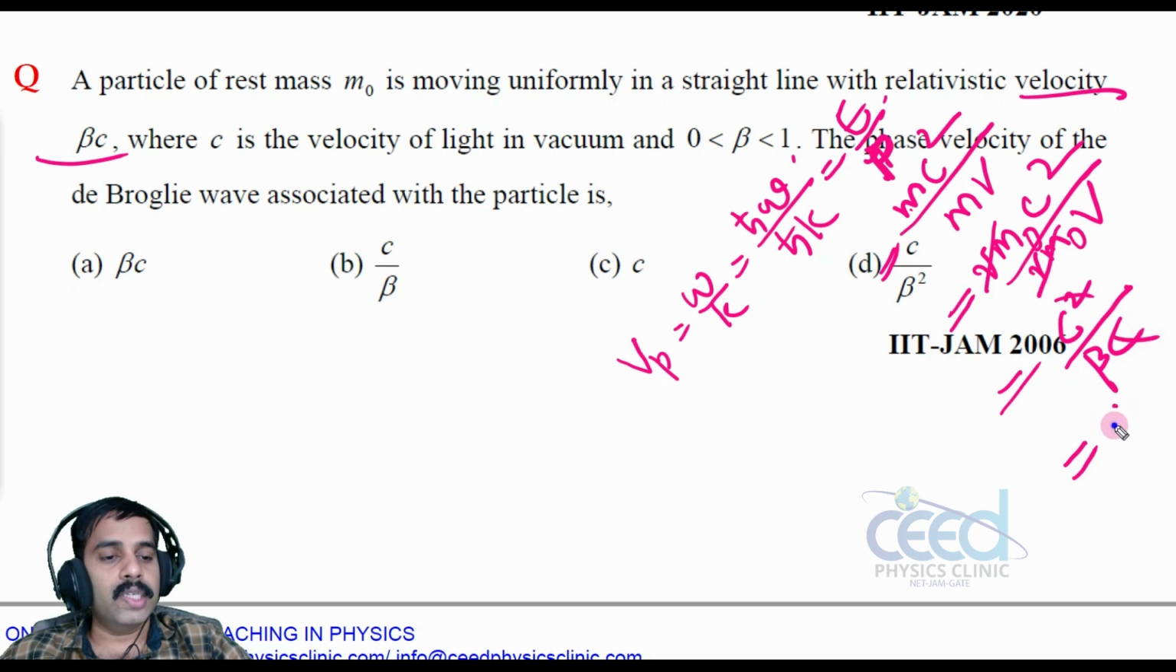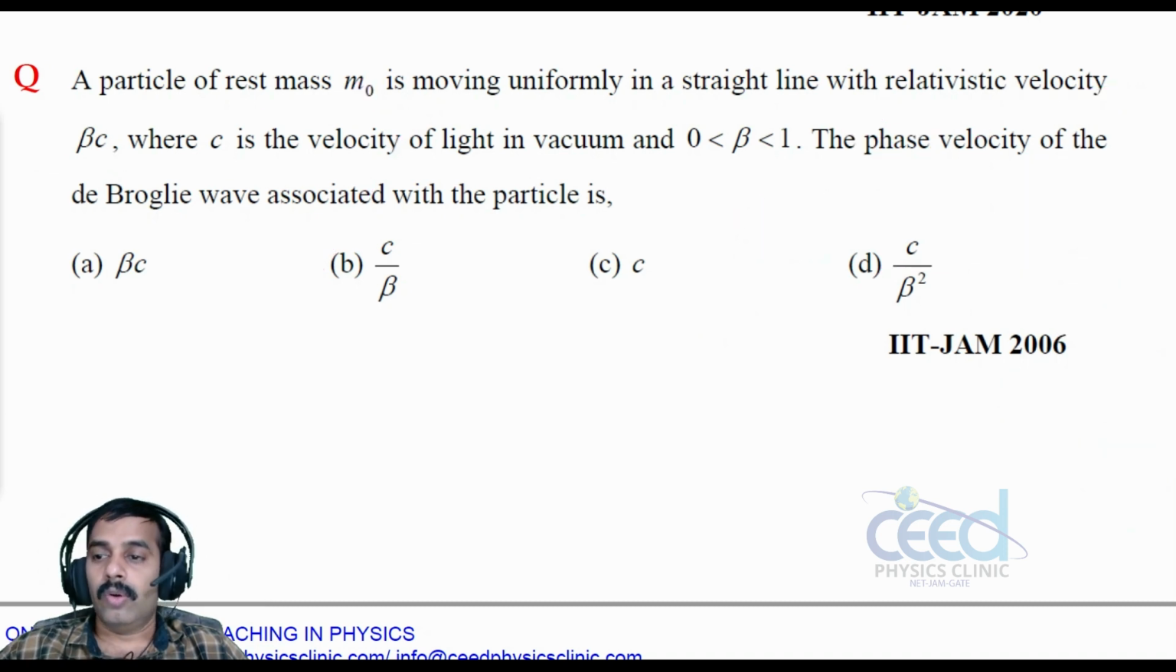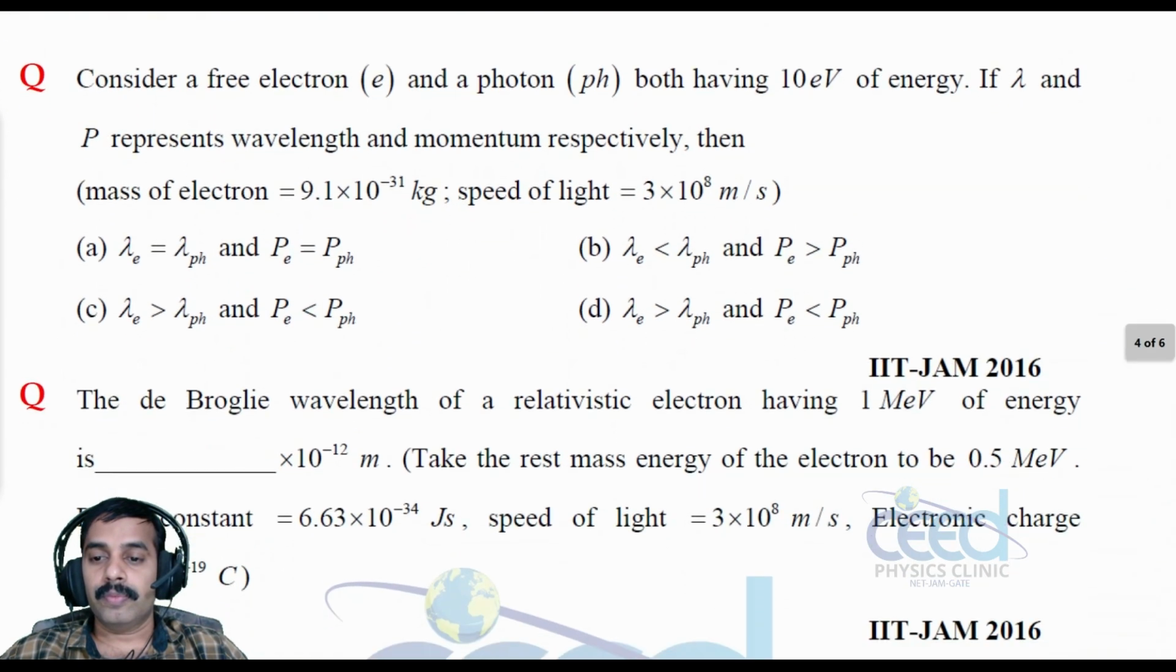So c square, c cancel. So the answer is c by beta. So option B is correct, right? All right. Now let us come to another question.